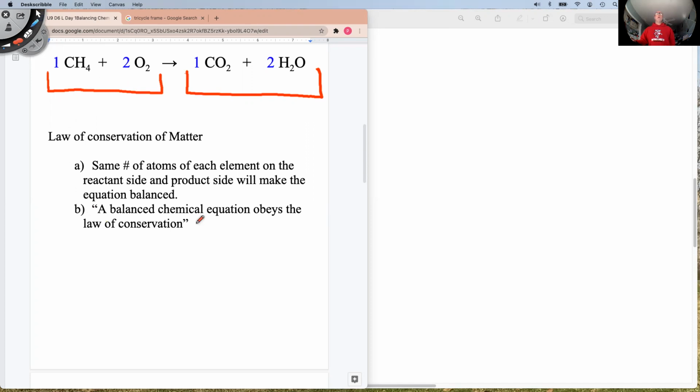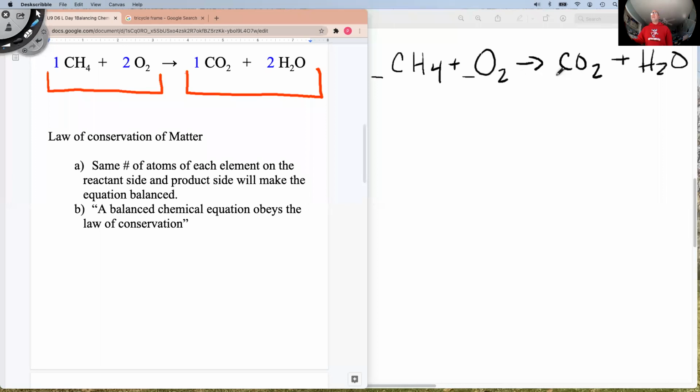A balanced chemical equation, which is what this is, where everything's balanced and equal on both sides, obeys the law of conservation of matter. If, ladies and gentlemen, I do not have a balanced chemical equation, which you can see right here, those all just have 1s in front of them because I didn't put any coefficients there, then this equation will not be balanced. Only a balanced chemical equation follows the law of conservation of matter. I'm going to quickly show you how this works out with the next example.